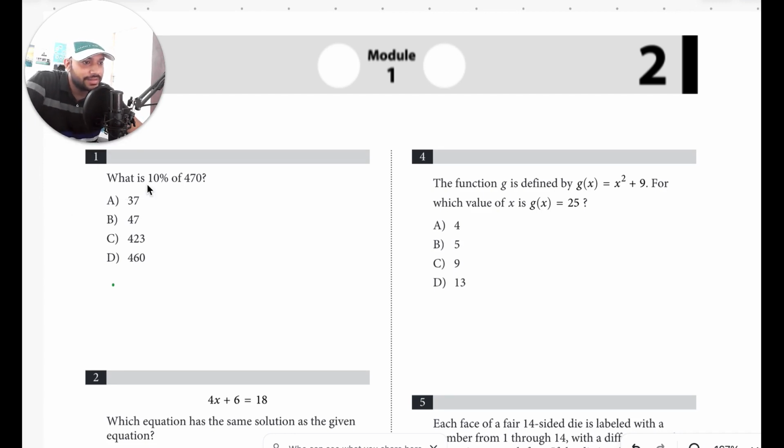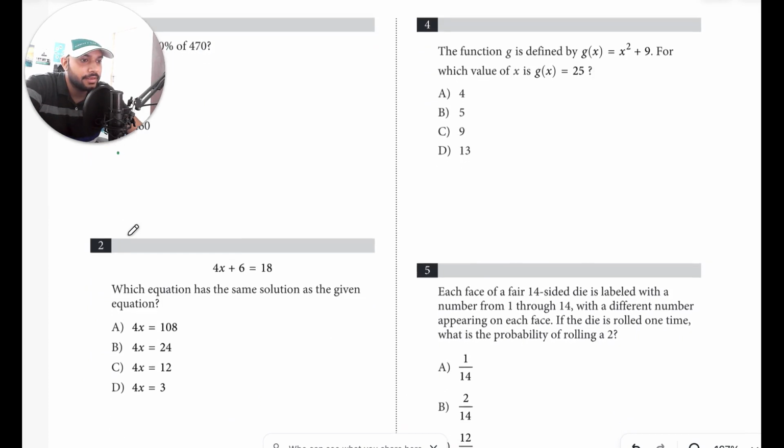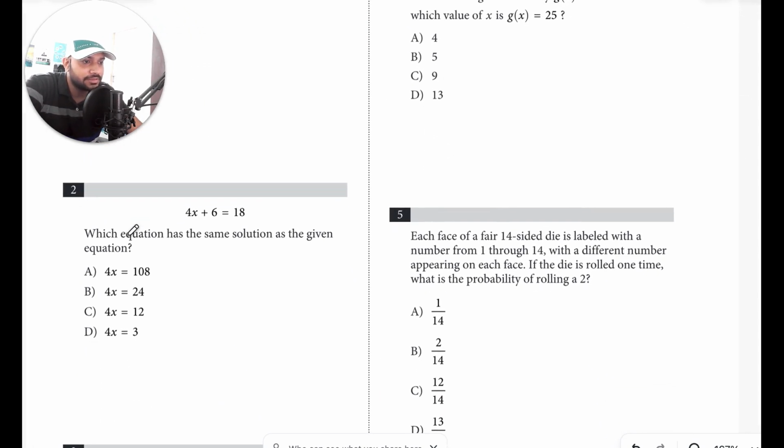Question 1. What is 10% of 470? 10 over 100 times 470, which is 47. Question 2. 4x plus 6 is equal to 18. Which equation has the same solution as the given equation? 4x plus 6 is equal to 18, 18 minus 6, 4x is equal to 12. Option C.